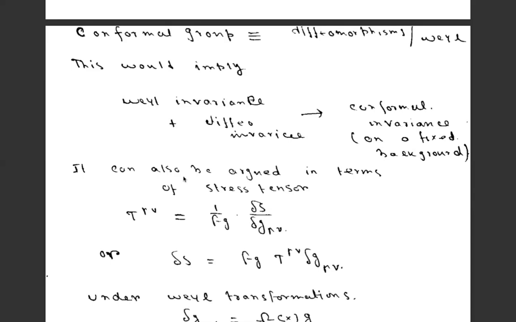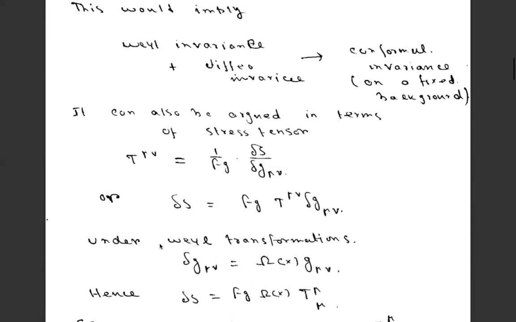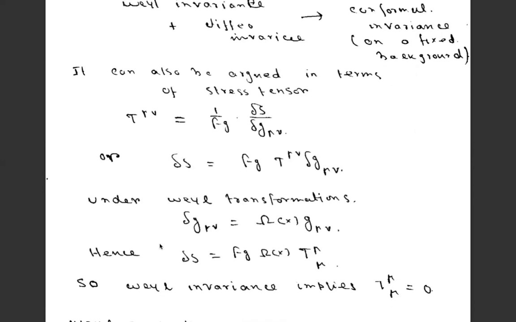Now we have seen that under Weyl transformations the metric varies by just a scale factor. So delta g_{mu nu} would be some scale omega(x) times g_{mu nu}. If you put it back, you will see that delta S is equal to the scale factor multiplied by the trace. So if we want the theory to be invariant under Weyl transformations, the trace of the energy momentum tensor better vanish. And we know that a theory that admits a symmetric conserved traceless energy momentum tensor is a CFT. So if you have Weyl invariance in the covariant action, it will be conformally invariant. This is another way to see it.